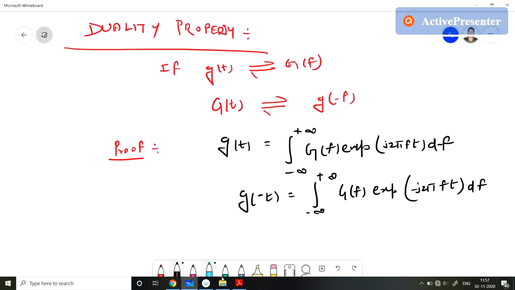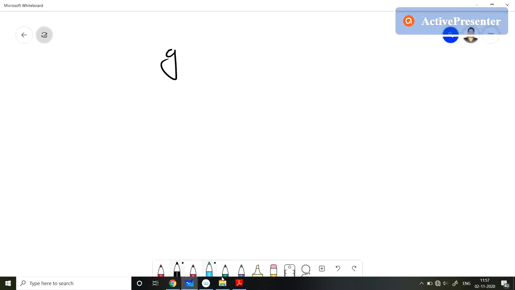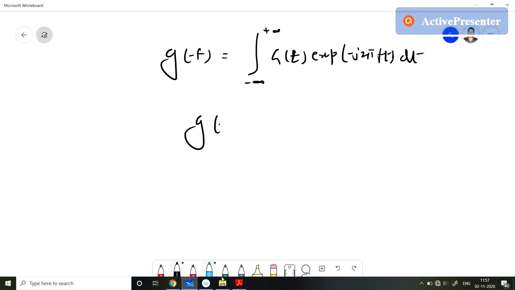Now we are going to replace t with f. So what we will get here is g(minus f) equal to the integral from minus infinity to plus infinity of G(t) exponential minus j 2 pi f t dt. If we observe that, this is the Fourier transform of G(t).